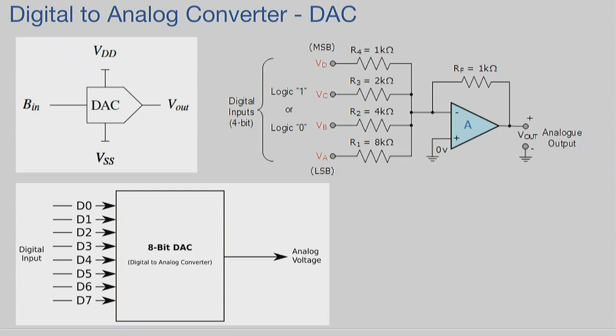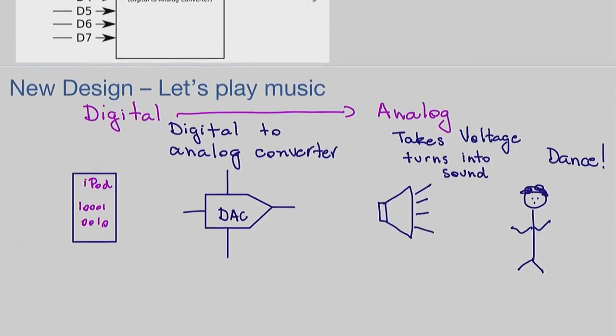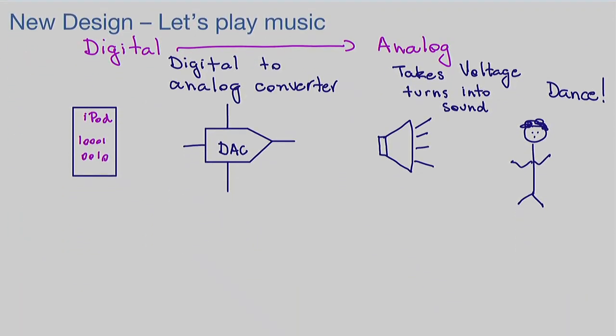Okay, so let's do the design then. Now that I gave you the digital to analog converter, all it does is take a digital signal, run it through a series of resistors and an amplifier, and the output is an analog signal, which is what we want. So when we go to our design, this is how it looks like.